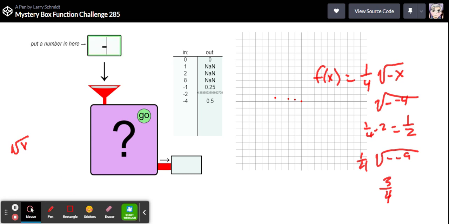Let's test that out. So -9. And there it is, 3/4, 0.75. All right, I'm going to reveal, yeah, 1/4 times the square root of -x, and we can graph that as well. And there it is, just a very shallow version of that square root function reflected across that y-axis.